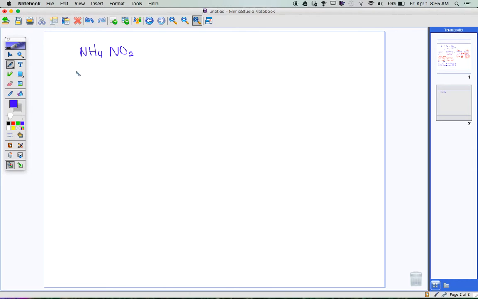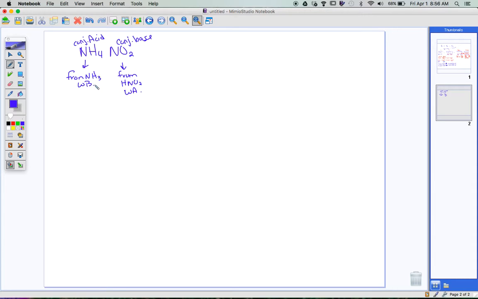So NH4 plus came from NH3, which is a weak base. So this one is a conjugate acid. NO2 minus came from HNO2, which is a weak acid. So this is a conjugate base. Both of these conjugates are able to affect the pH, but we have to decide which one.